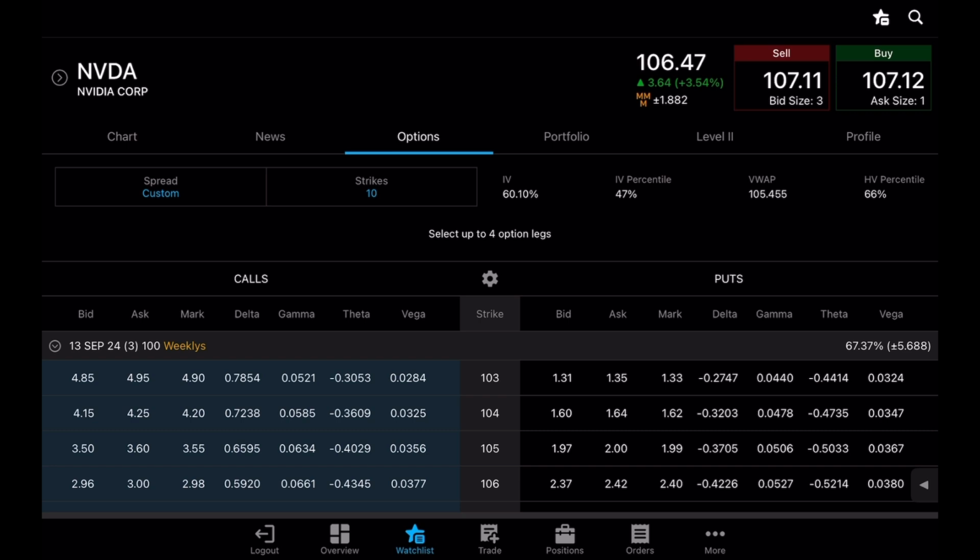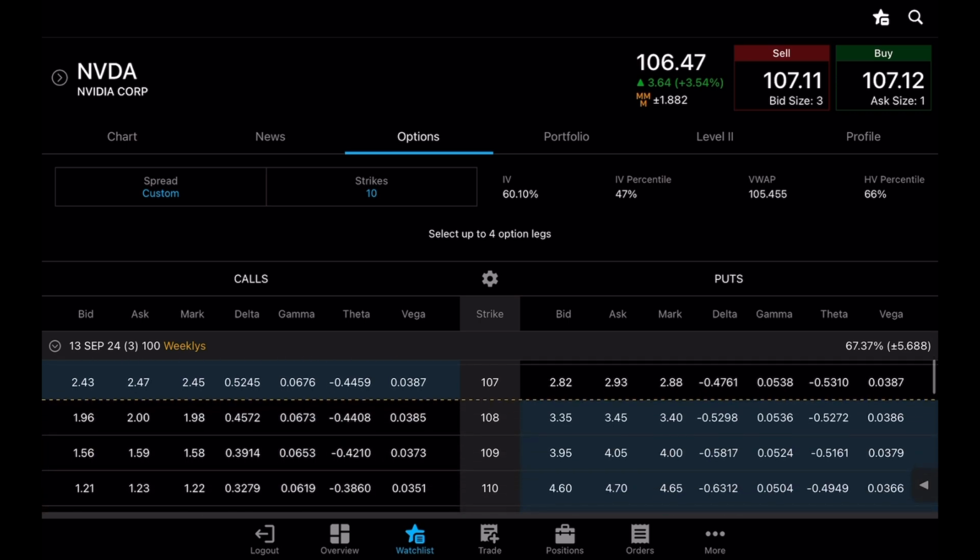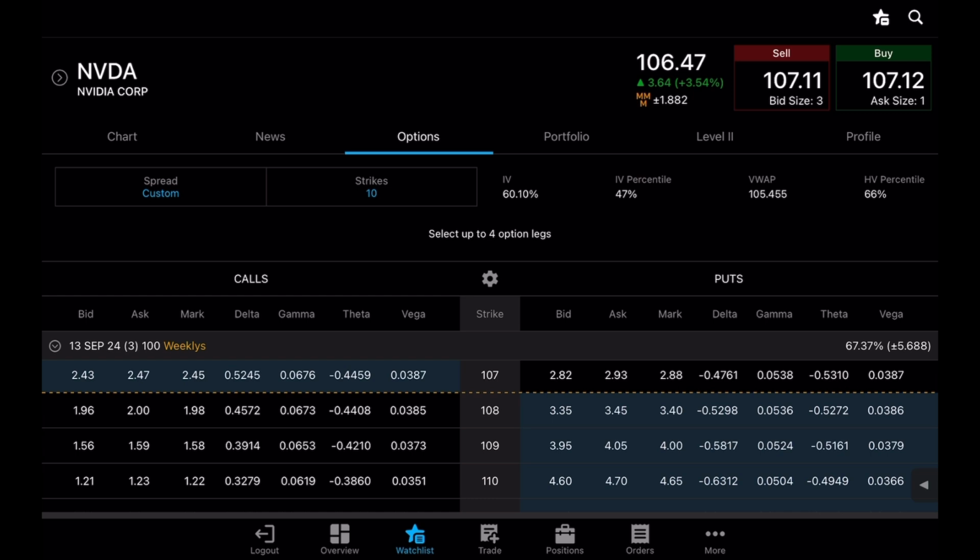Now we're going to go ahead and take a look at the calls just for example purposes. We're going to look at the strike price at 107. We can see here that if you were to buy the bid price of this particular contract, it would cost you $243. And if you were to purchase the ask, that would be $247. And again, this is at that 107 strike price. Okay, so we see that's for 3 days out of DTE. So let me go ahead and collapse this.